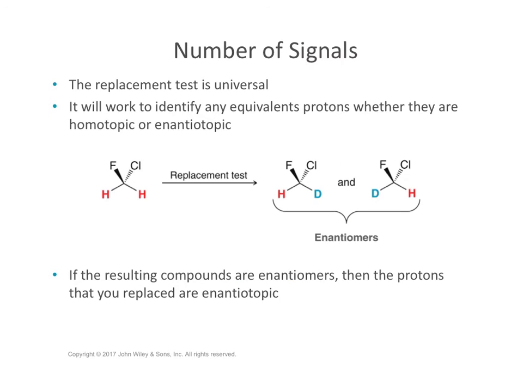You can also do the replacement test just like with the homotopic protons. So replace the first hydrogen with a deuterium and draw what you get, and then replace the second hydrogen with a deuterium and draw what that gives you. And then look at what is the relationship. Are they the same compound? No, because one is the R compound and one is the S compound. In other words, they're enantiomers. So therefore, those hydrogens must be enantiotopic.